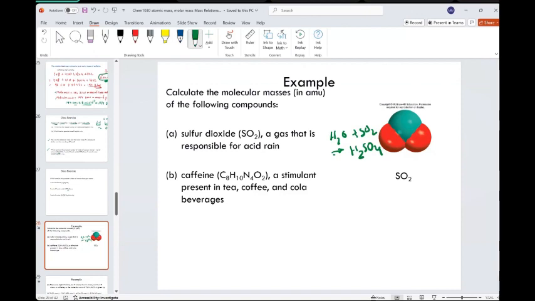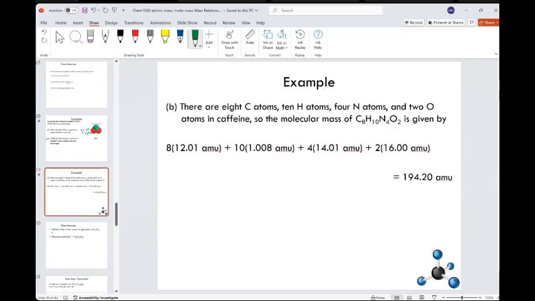Right, so what is that? Number one, sulfur dioxide, calculate the molecular mass, right? So same way, count the atom, plug in the value. Caffeine, we already did that actually. Okay. Unit will be AMU. The next slide is actually giving you the solution. All right.